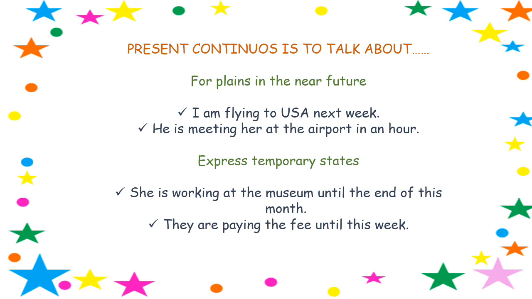And it is also used to talk about plans in the near future. For example, I am flying to Houston next week. And here we are talking about the future. And he is meeting her at the airport in an hour. And here we are also talking about the future. The present continuous is also used to express temporary states. For example, she is working at the museum until the end of this month, or they are paying the fee until this week. And here we are talking about temporary states.